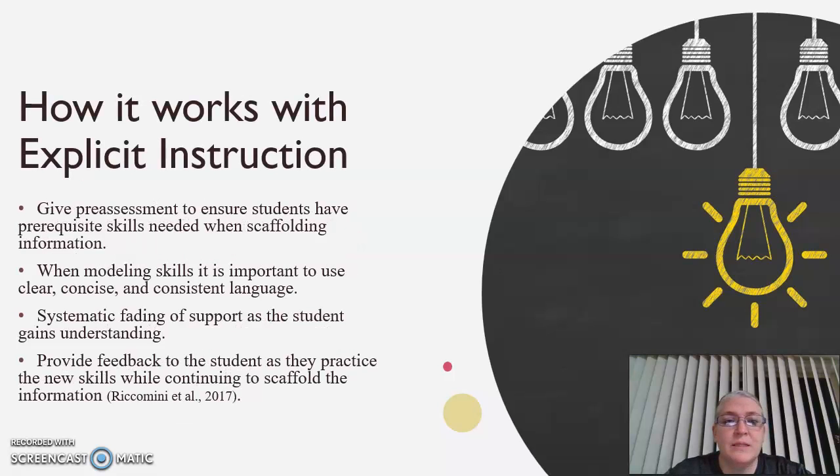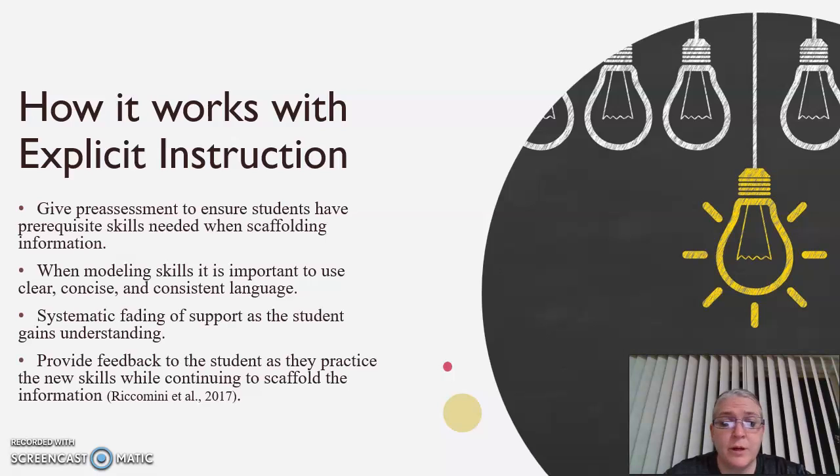How it works with explicit instruction. Give a pre-assessment to ensure students have the prerequisite skills needed when scaffolding information. If they do not have the prerequisite skills, it's important to go back and reteach or teach for the first time the skills that are needed for the future lessons. When modeling skills, it is important to use clear, concise, and consistent language so the students understand and can practice the skills on their own.